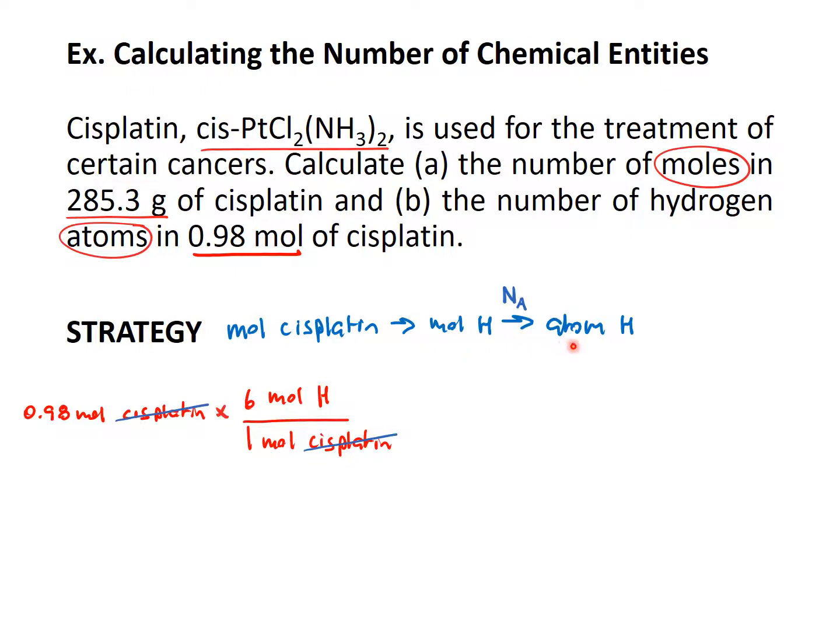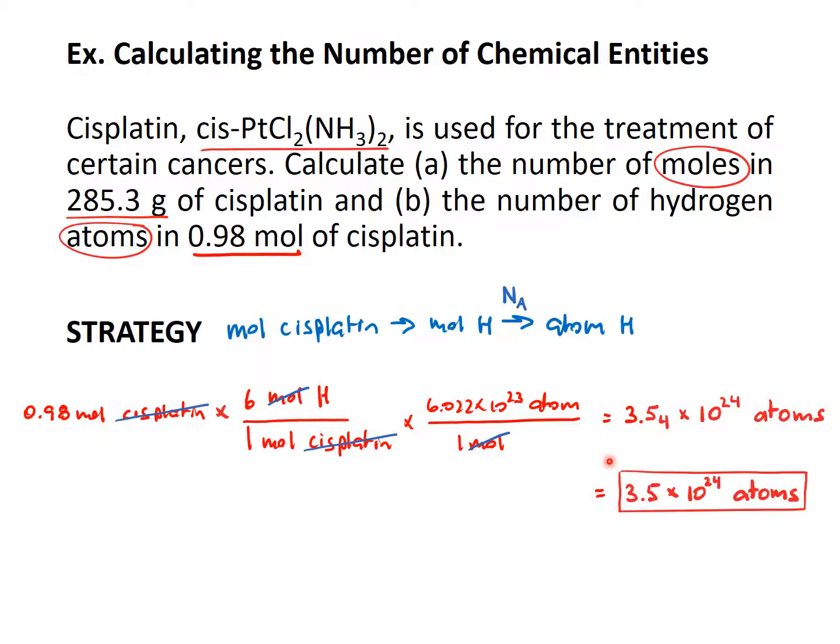For the next step, in order to calculate the number of atoms of hydrogen, we need Avogadro's number. And we know that in each mole, we have 6.022 times 10 to the 23 atoms per mole. Here we can see that the moles cancel, leaving us with atoms of hydrogen as our answer. Plugging these numbers into our calculator gives us 3.54 times 10 to the 24 atoms in 0.98 moles of cisplatin. Now we can see that 0.98 only has 2 significant figures, so our final answer should also only have two significant figures. Rounding, our final answer is 3.5 times 10 to the 24 atoms.